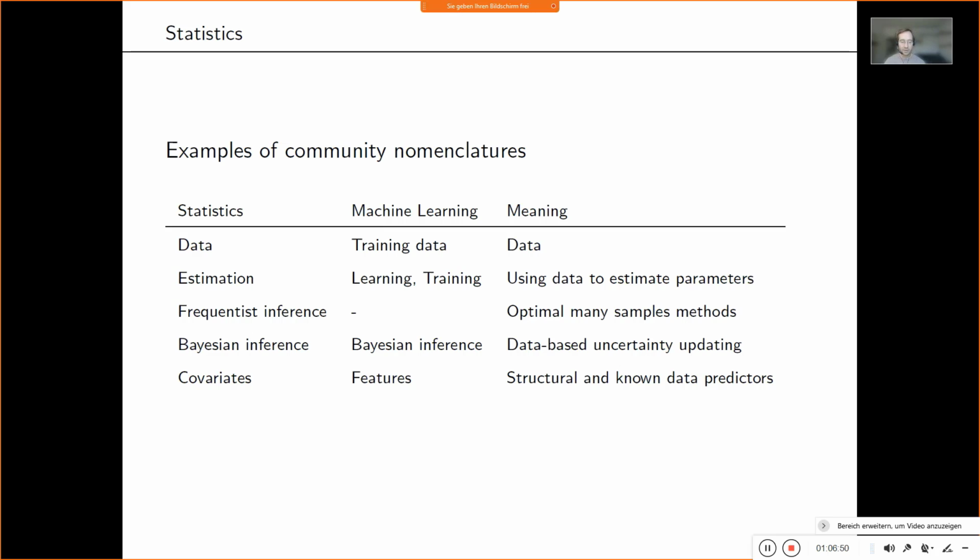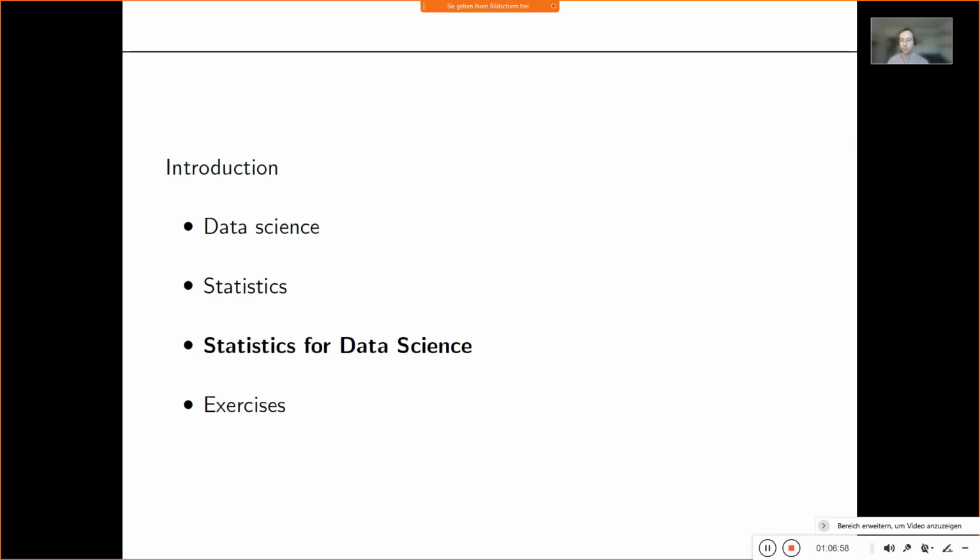And if you ask someone, is this the same as that, then yeah, it's usually actually the case. Good. So that was my content-related introduction to data science and statistics today. The next thing that I want to do is introduce the course on statistics for data science.